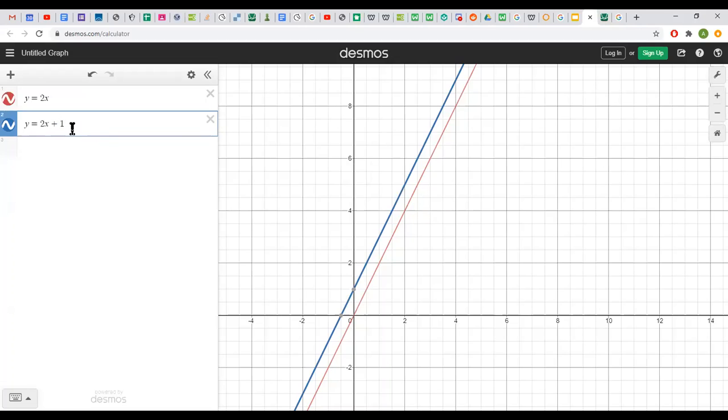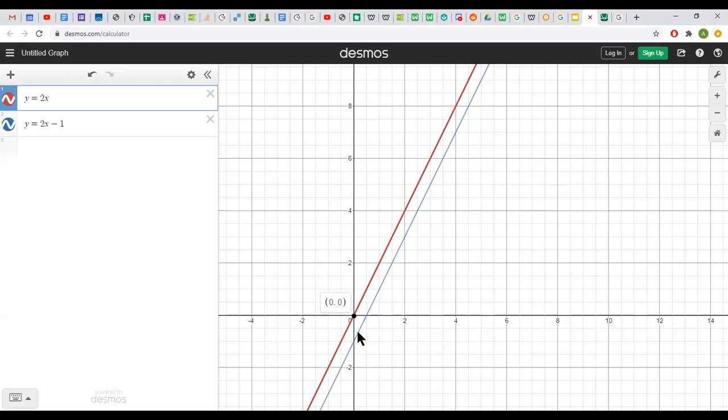And let's just say we have y equals 2x minus 1. We see that our blue line actually goes down by 1 unit. In our red graph, we have 0, 0, but in our blue graph, we have 0, -1. In our red graph, we have 2, 4, for example, and in our blue graph, we actually have 2, 3. So our y value for our blue line is 1 unit below our y value for our red line.